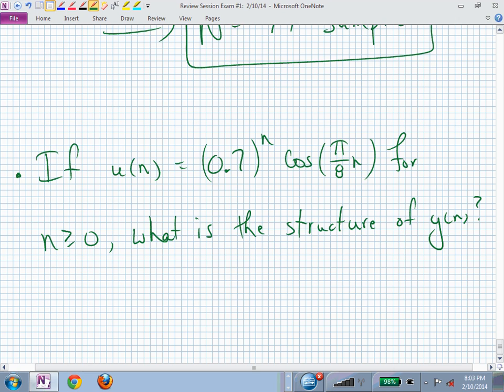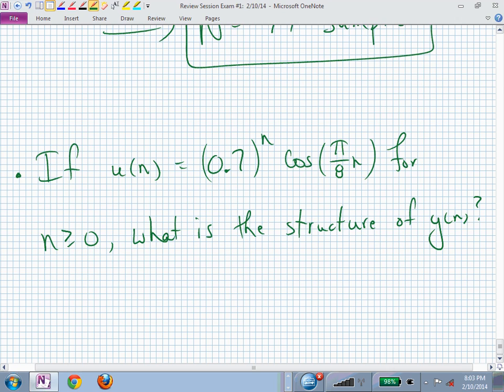It depends on your poles, doesn't it? Those poles give you the modes of your response. And where were our poles? 1/2 and 0.9. The structure of y of n without any forcing function, the way it's going to respond to an initial condition, is going to depend on your poles. That's the natural way that that system wants to behave. And those poles are at 1/2 and 0.9.